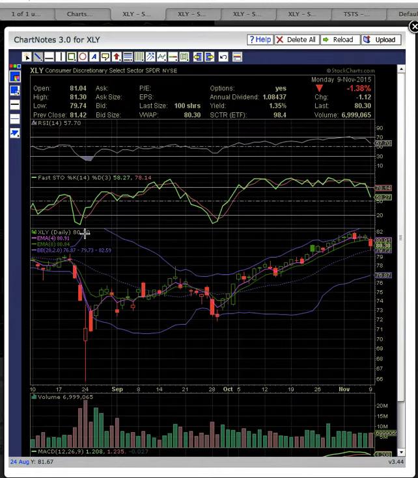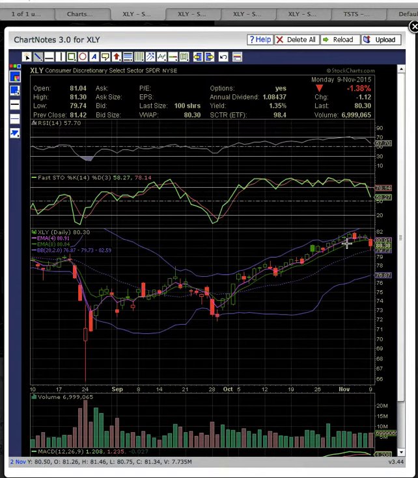This is the consumer discretionary select sector spider, and as you can see, it was the really hot spider to be in during the month of October. This was a really nice run, the entire month of October into November, and then there was a red flag, first this doji that formed over here in the last week of October.